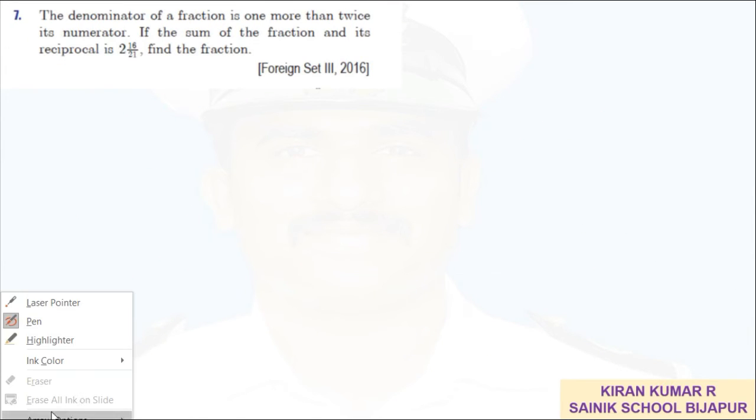Question 7 is, the denominator of a fraction is 1 more than twice the numerator. If the sum of the fraction and its reciprocal is 216 by 21, find the fraction.